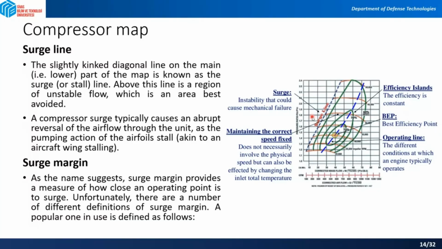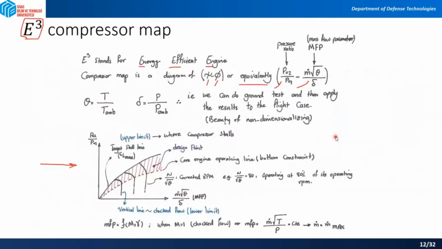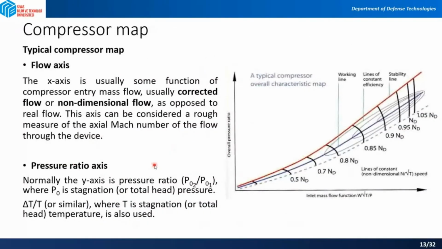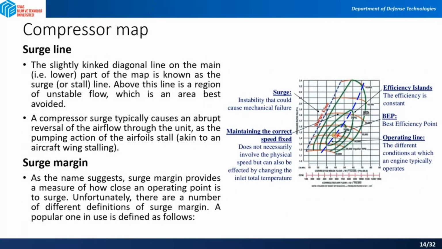So when it surges, it is making some noise, and it is like shaking. Also, we have a surge margin in here. As the name suggests, surge margin provides a measure of how close an operating point is to surge. So you remember the point that I showed you in here, the design point or operating point. And this is an example of that design point or best efficiency point.